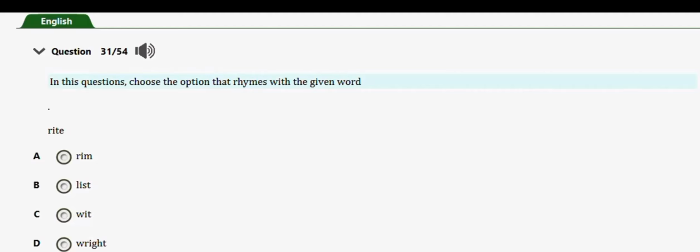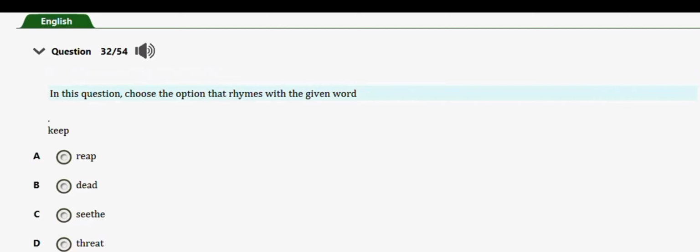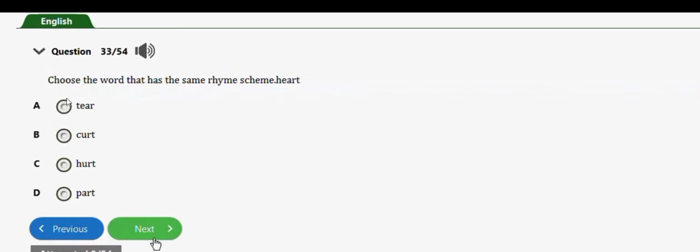Okay, the next question is this one. It says the one that rhymes with keep. We have rip, dead, sit, trade. The right answer is option A, which is whip. Okay, next question. It says the one that has the same rhyme with heart. We have tear, cut, hot, part. The right answer is option D, which is part.